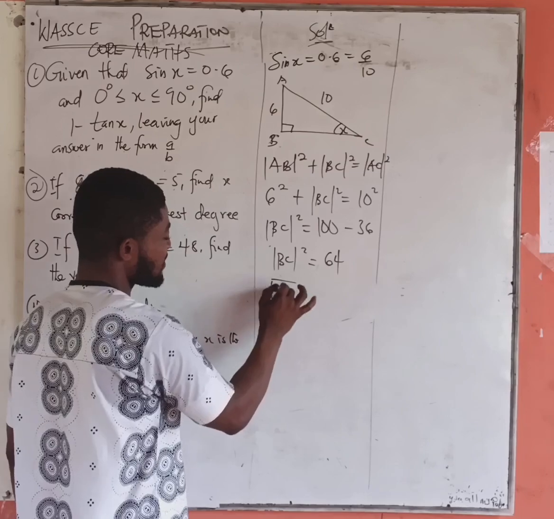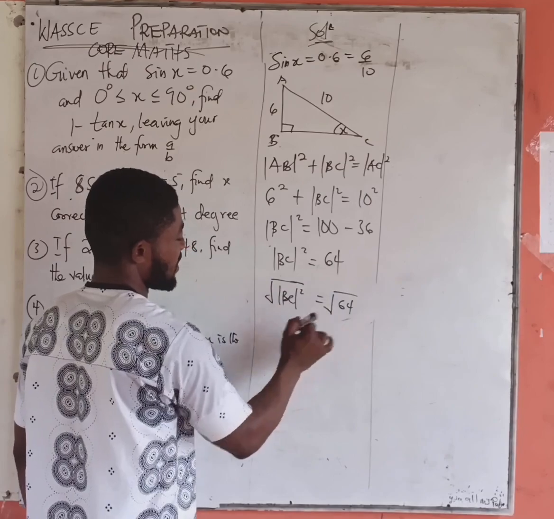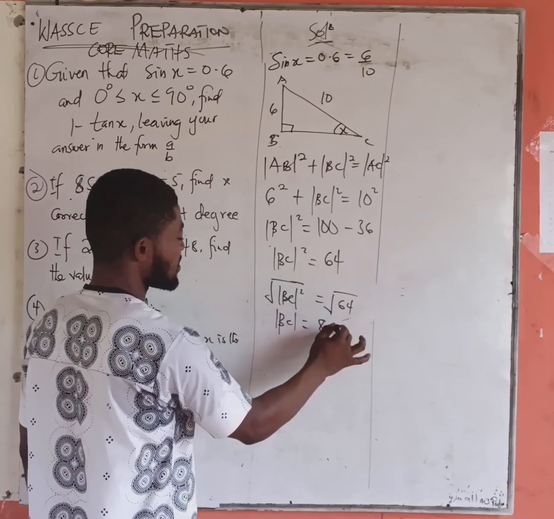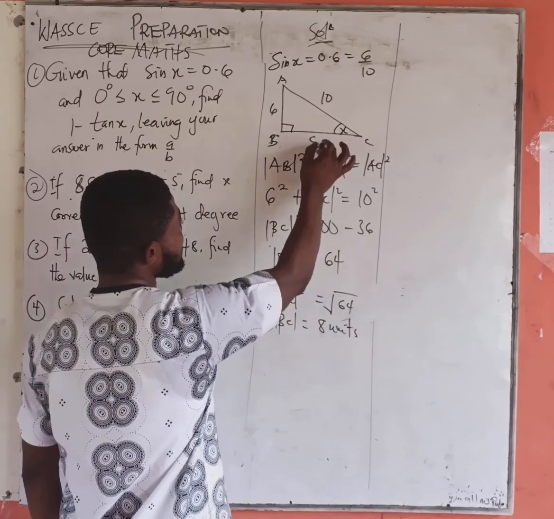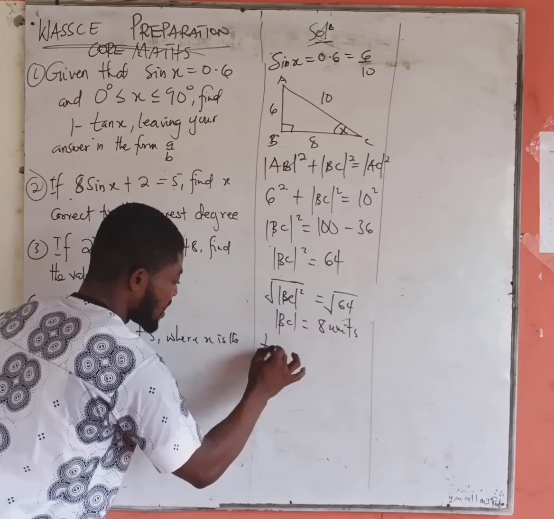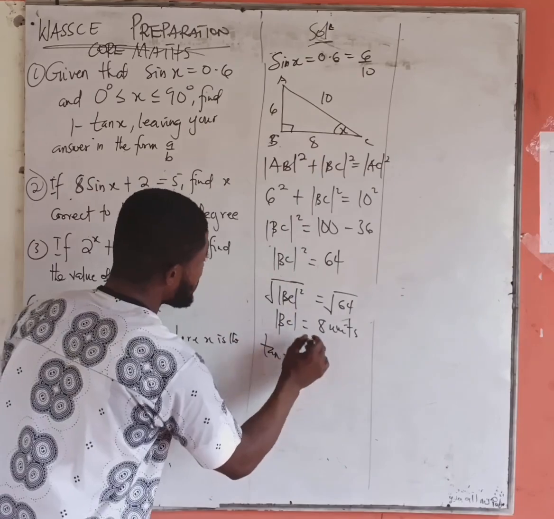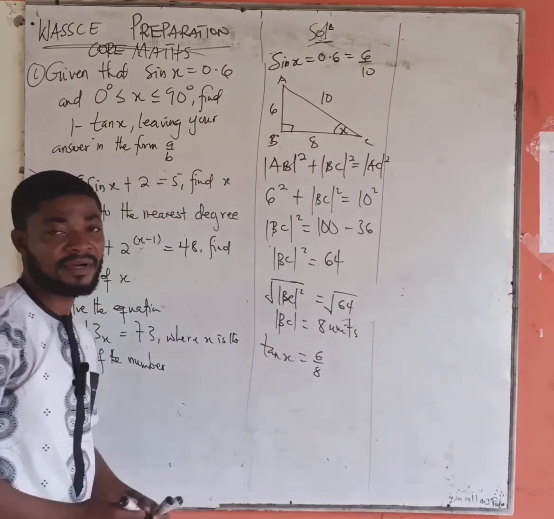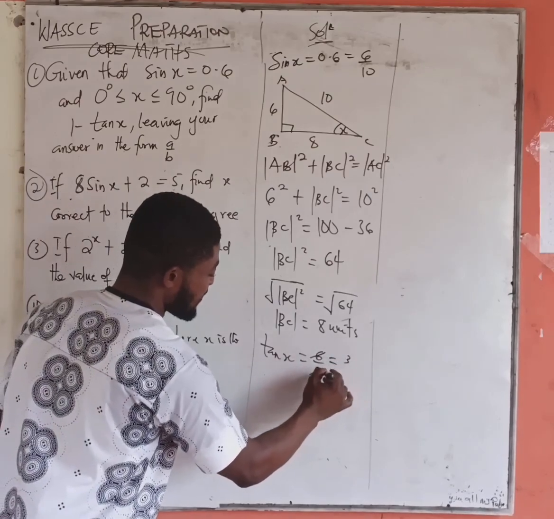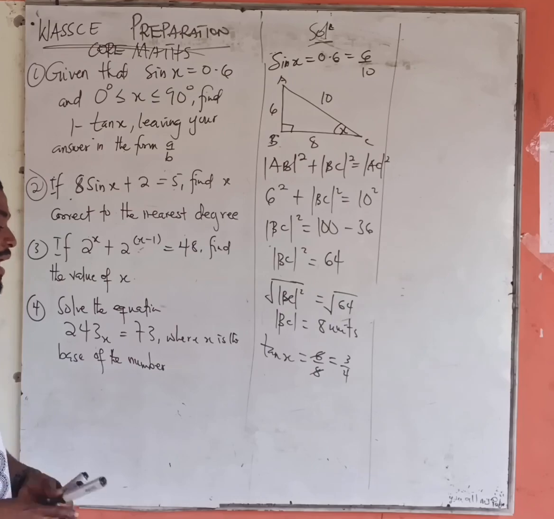I find the square root of 64, and that gives me 8 units. So I now know this side as 8 units. I want the value of tan. So tan x, from this diagram, becomes opposite 6 over adjacent 8. Divide by 2: 3 over 4. So I have 3 over 4 as my tan x.